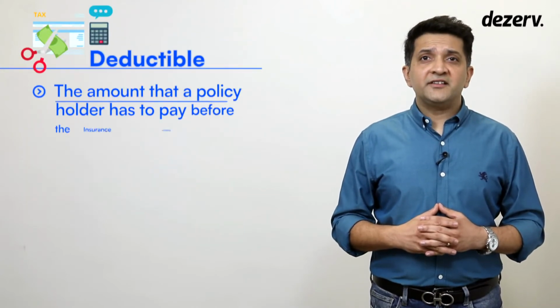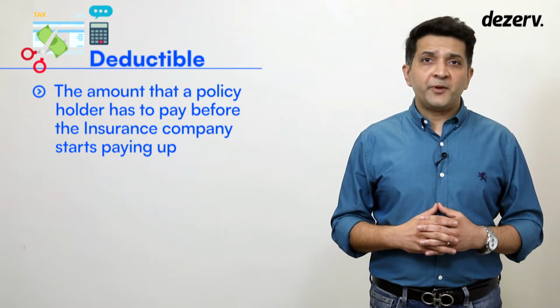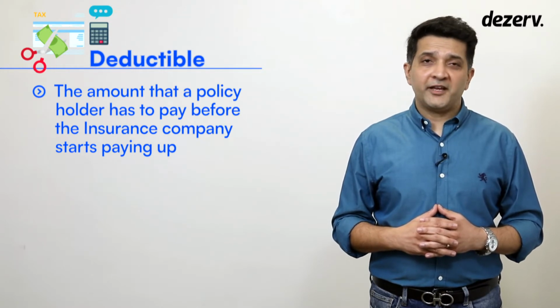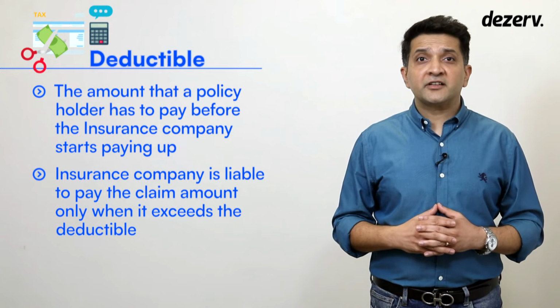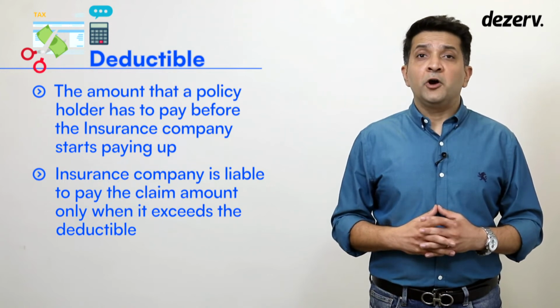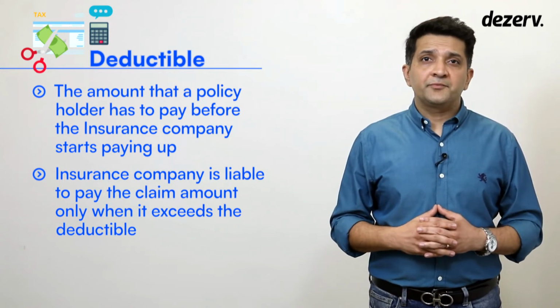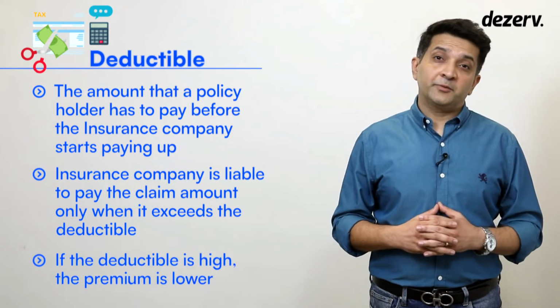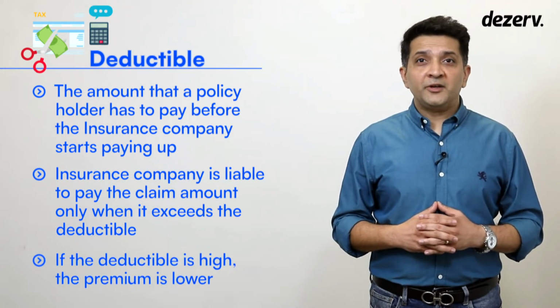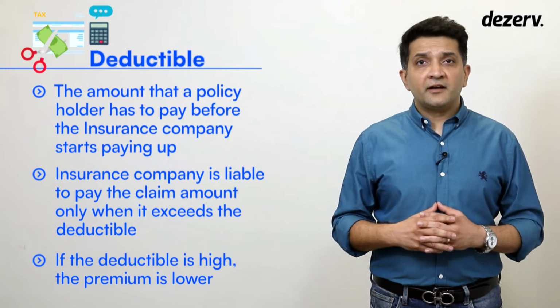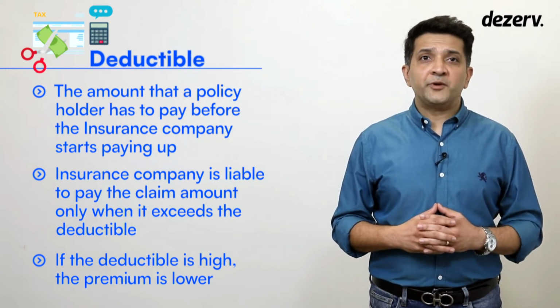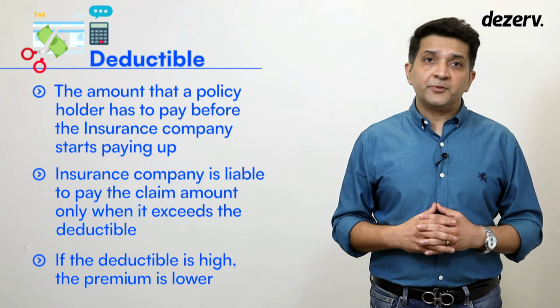Deductibles. Deductible is the amount that a policyholder has to pay before the insurance company starts paying up. In other words, the insurance company is liable to pay the claim amount only when it exceeds the deductible. If the deductible is high, the premium is lower. While low premium is appealing to all, make sure the deductible does not result in you having to pay the entire amount for small treatments.